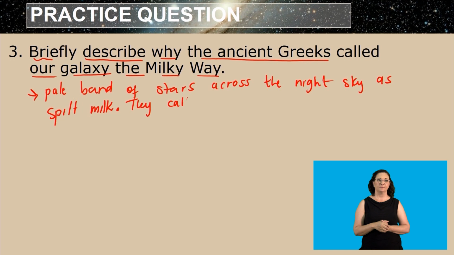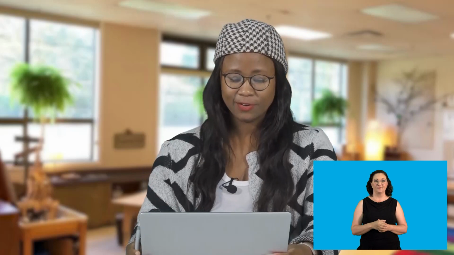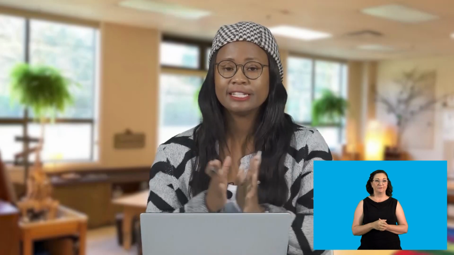And this is where the word comes from, okay? So they called it Galaxias, which means milky. Let me write it properly there. Sorry, my pen. It means milky. And then that's where the word Milky Way came from. So that's where they came up with the name Milky Way galaxy. All right, I hope we are still together and we understand where the name comes from according to the Greeks. Let's move on to question 4.